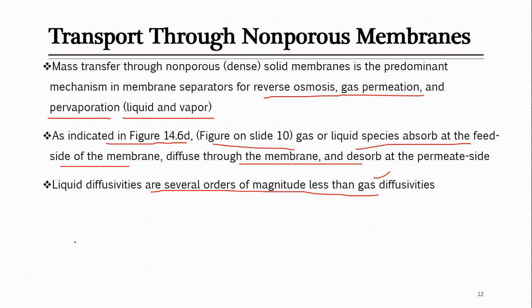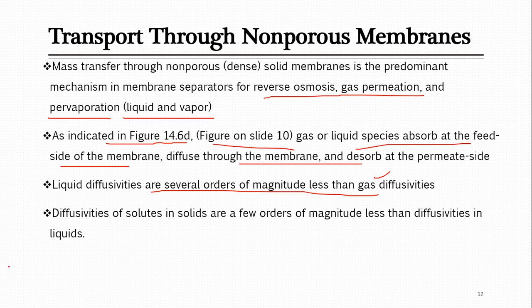Suppose, for example, you just consider this solid membrane, and through this something is passing in the form of a liquid, so its diffusivity will be less as compared to the gas. So gas diffusivities are higher. Diffusivities of solutes in the solid are a few orders of magnitude less than diffusivities in the liquid.